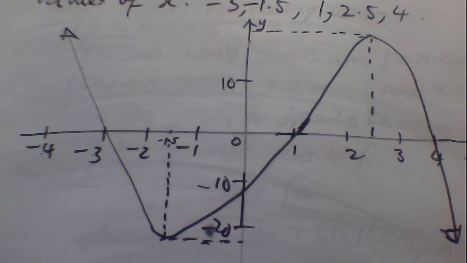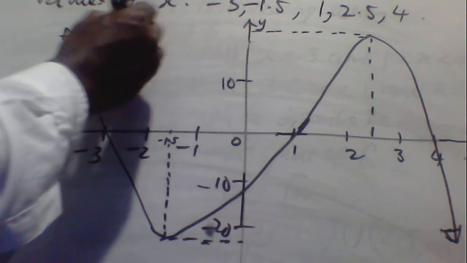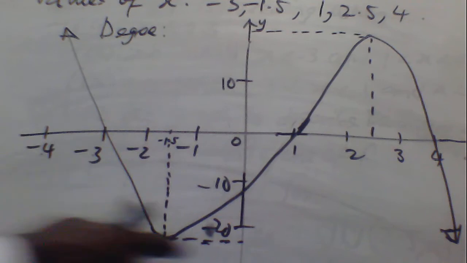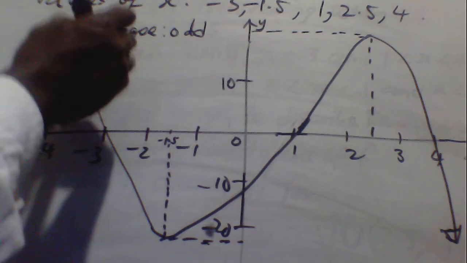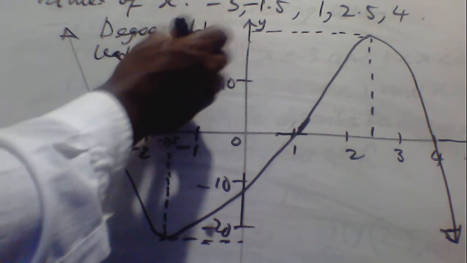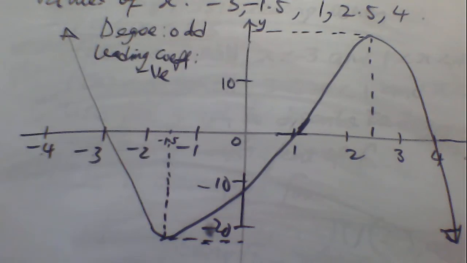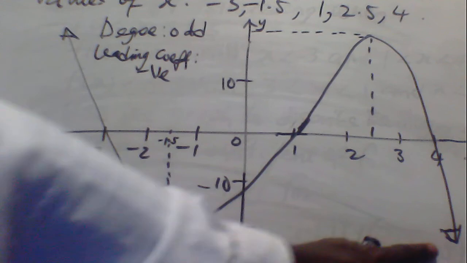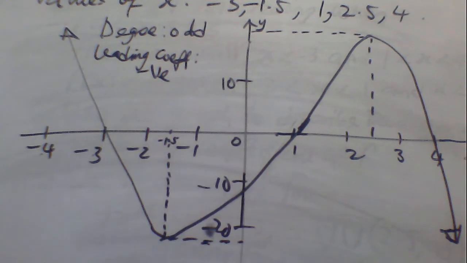So having arrived at this point, the next thing is to use the properties I told you earlier to describe this graph, the end behaviors of the function using the degree and the leading coefficient. We proceed to the degree. See how the graph looks. The degree is odd, and the leading coefficient is negative, based on here.